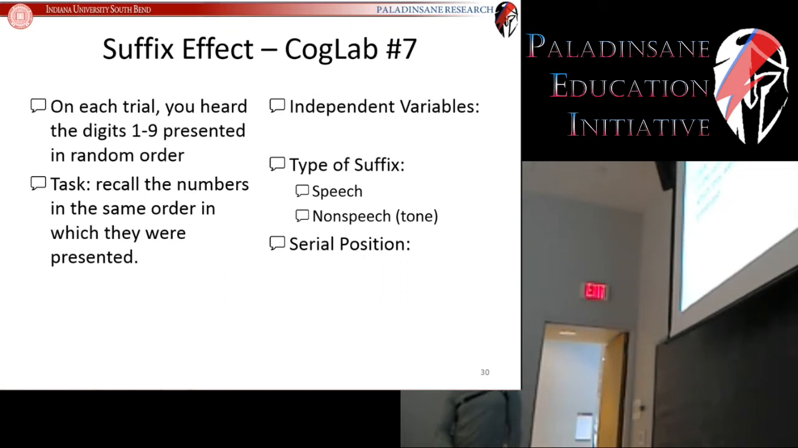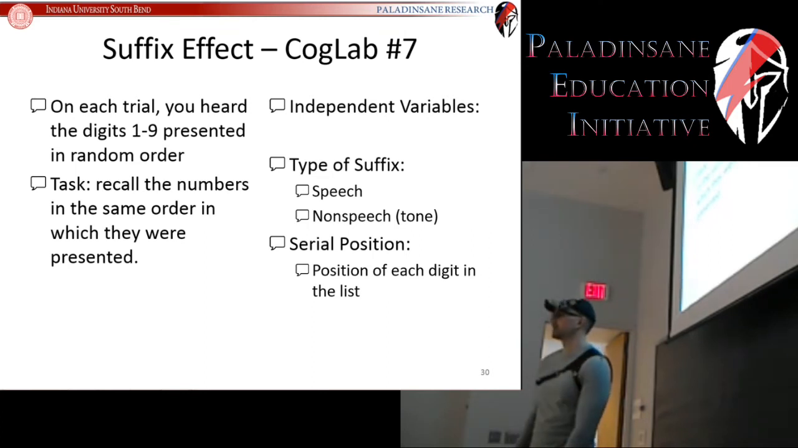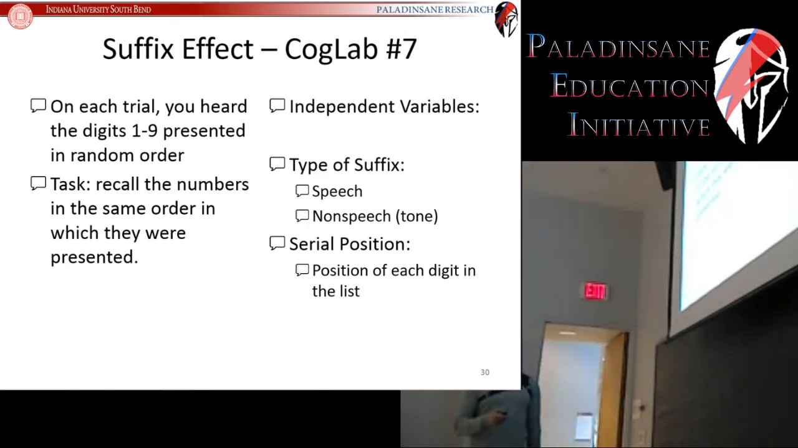And then the other independent variable was the serial position, which was the position of each digit on the list. In other words, were you better at remembering the first number that you heard? How good were you at remembering the second number that you heard? How good were you at remembering the 5th number that you heard? And what about that last number? What about that 9th number? How good were you at remembering that particular number?